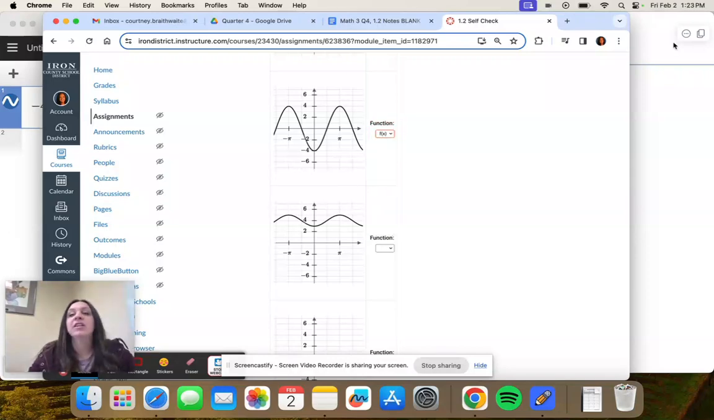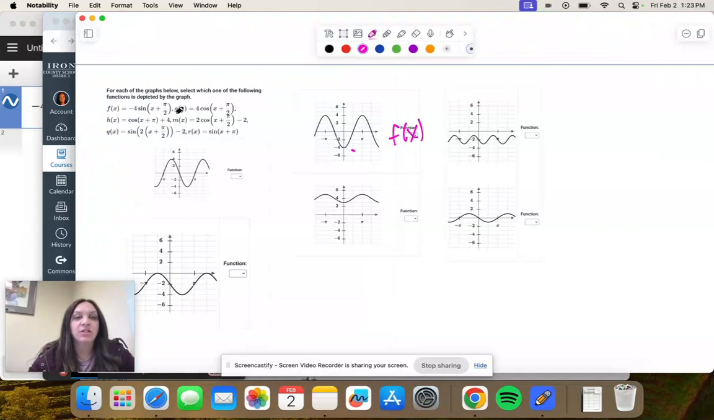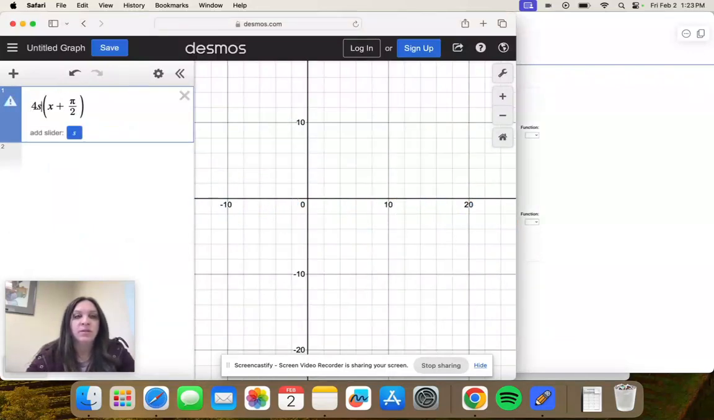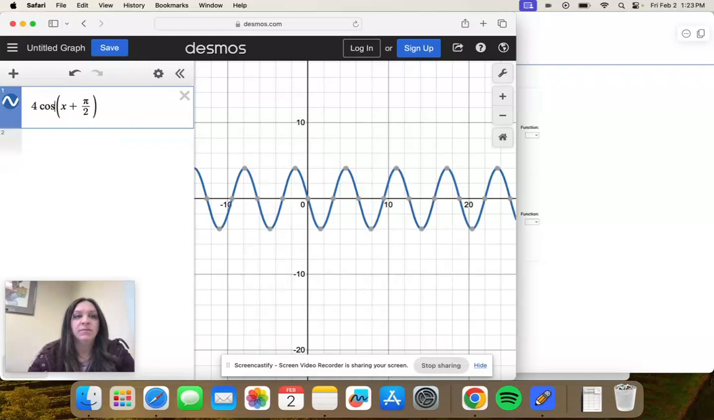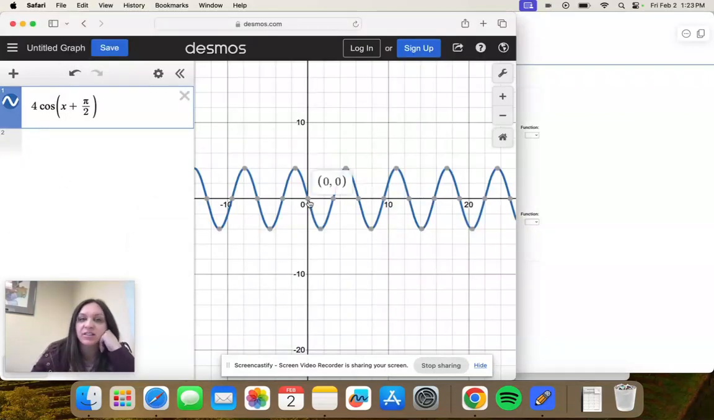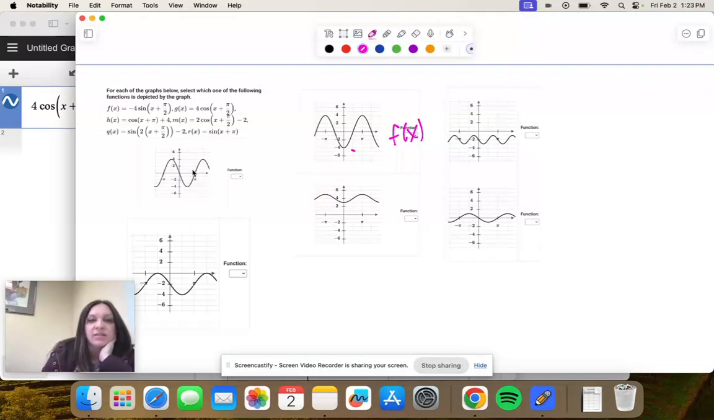Okay, let's look at the next one. Let's just go to g of x. It's 4 cosine, plus 4, cosine of x plus pi halves. So I'm looking at g of x, and this one goes through 0, 0, and we have a negative slope right there. So let's see, 0, 0 with a negative slope.